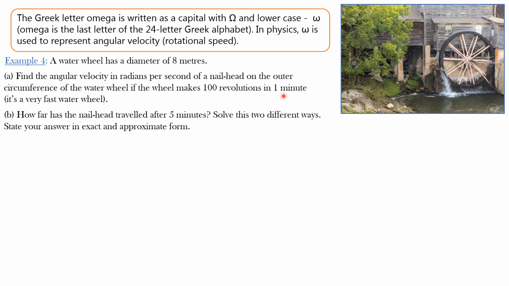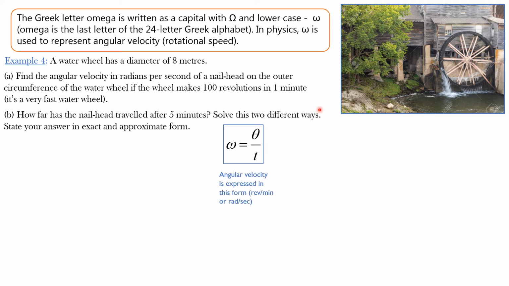So we're just going to look at part A right now. We'll do part B later. We have a formula for omega, which is our angular velocity, is equal to theta. Now you know theta means angle, in this case it's in radians, but in radians or degrees, theta means angle, over time.